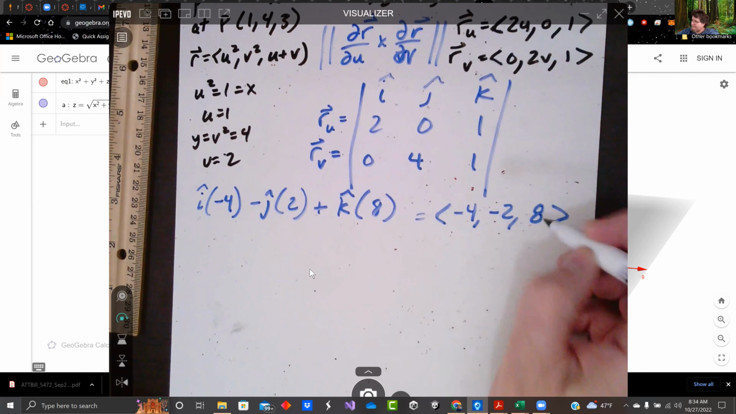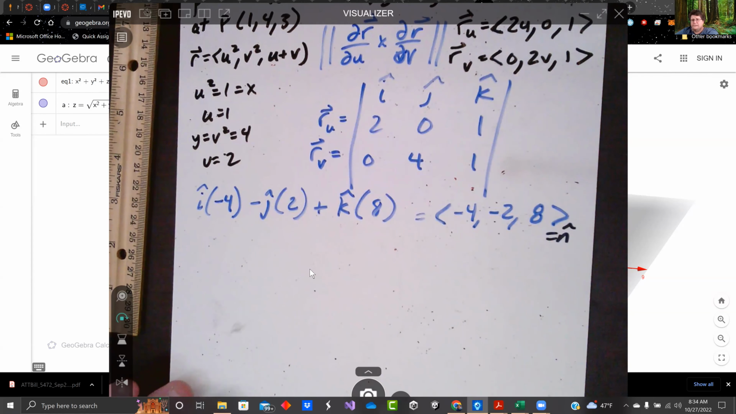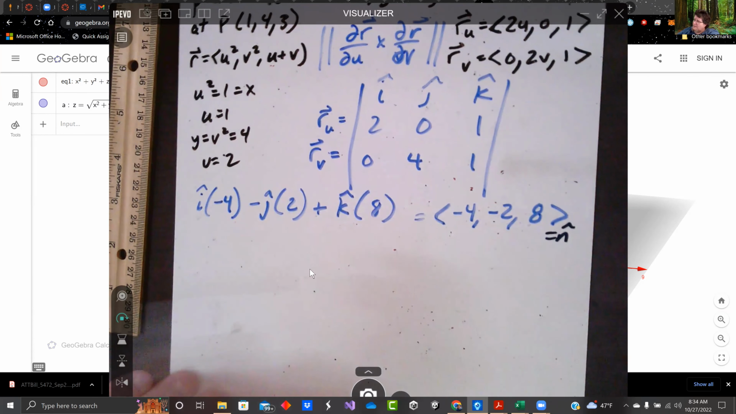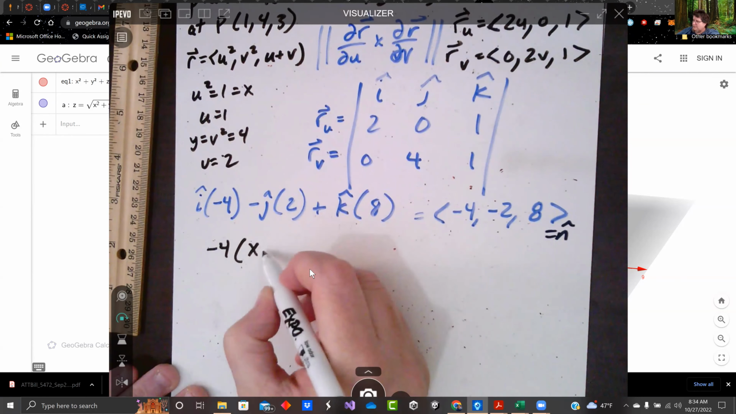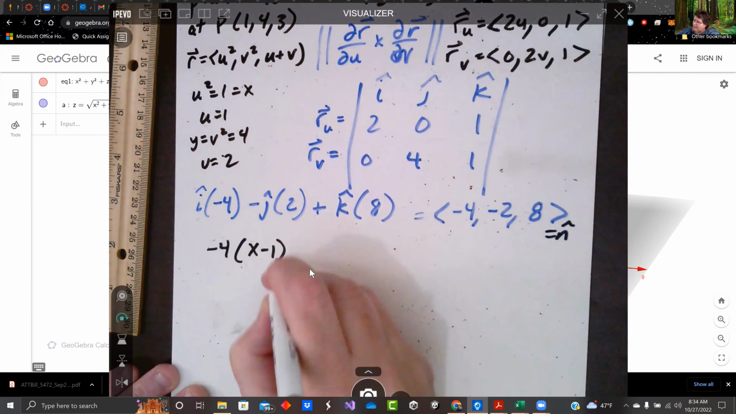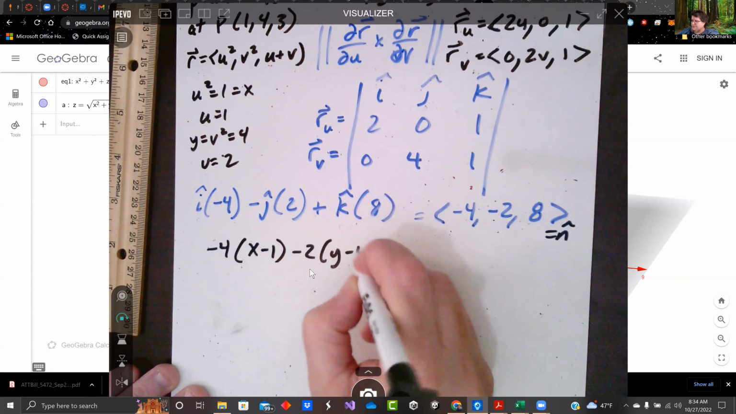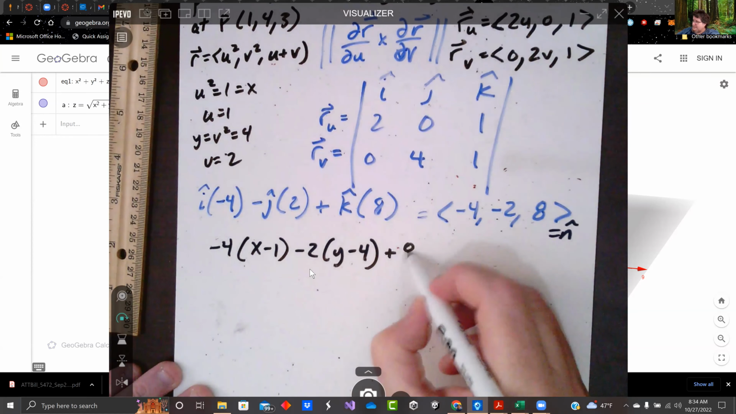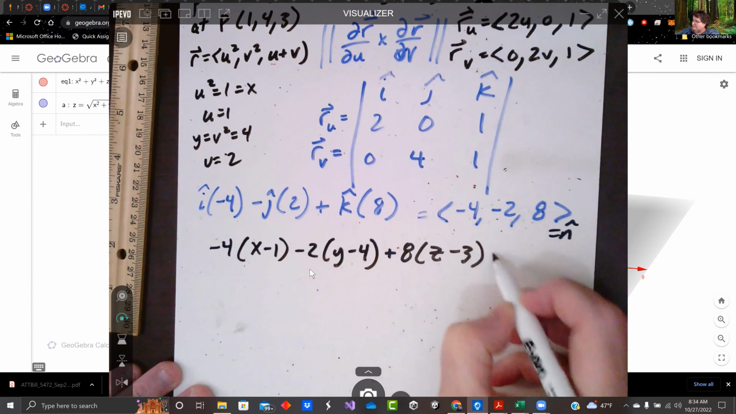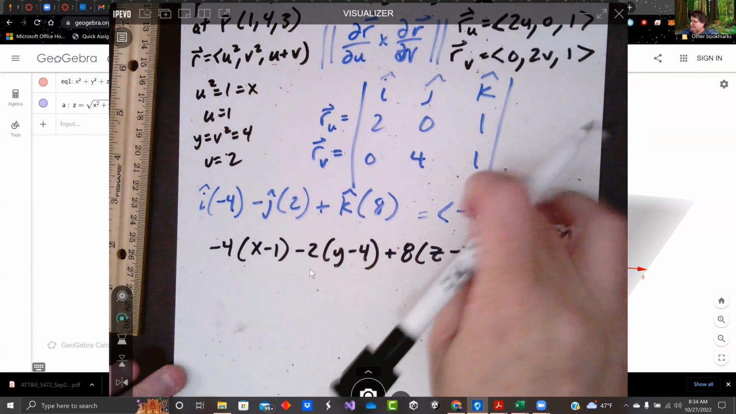So this is our normal vector for that tangent plane. So we've got -4 times x minus x naught, which is 1, plus y, which is -2, times y minus y naught, which is 4, plus 8 times z minus z naught, which is 3. Yes, we could have factored out a 2.